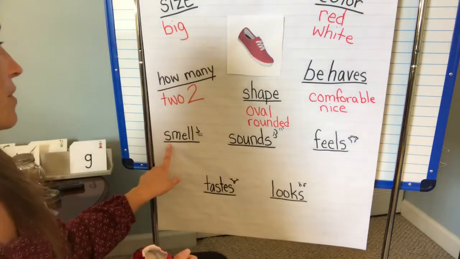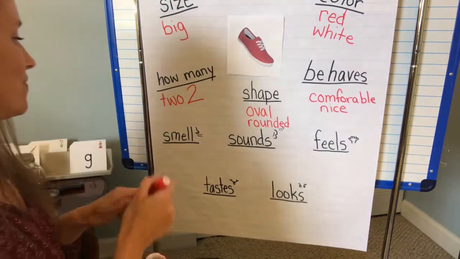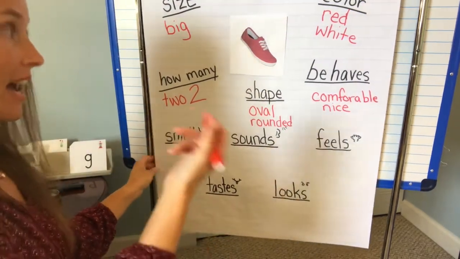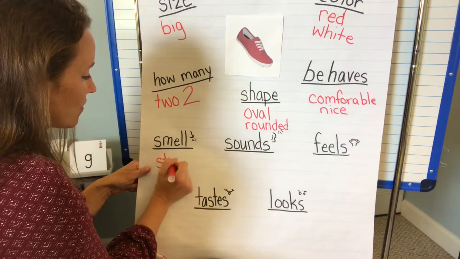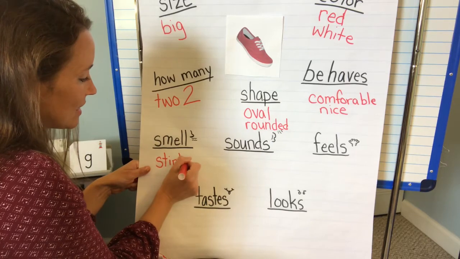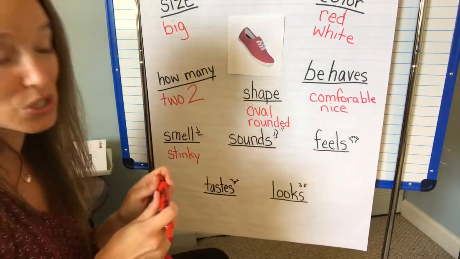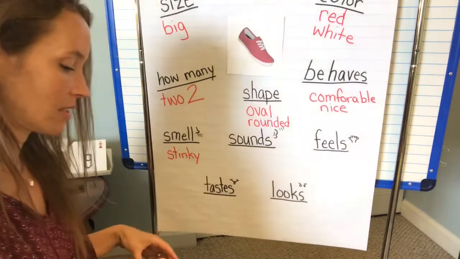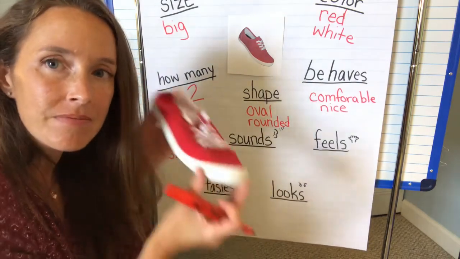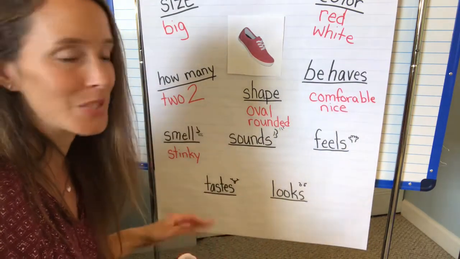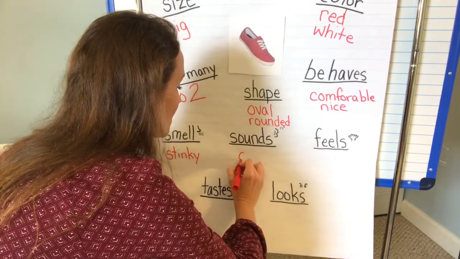Okay, so the smell of a shoe. Stinky. Okay, so stinky is an adjective that describes my shoe. Other things can smell sweet. Okay, sometimes it smells good. Sounds. Well, did you hear anything? No, but guess what? My shoe is quiet.